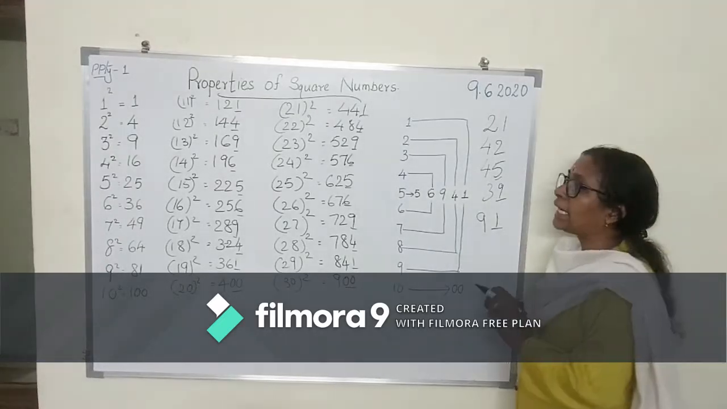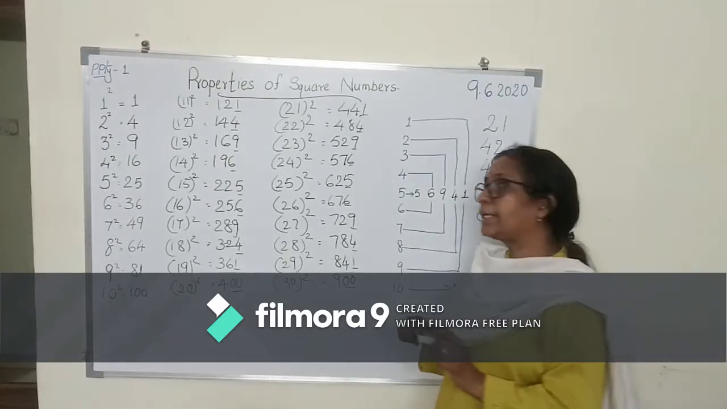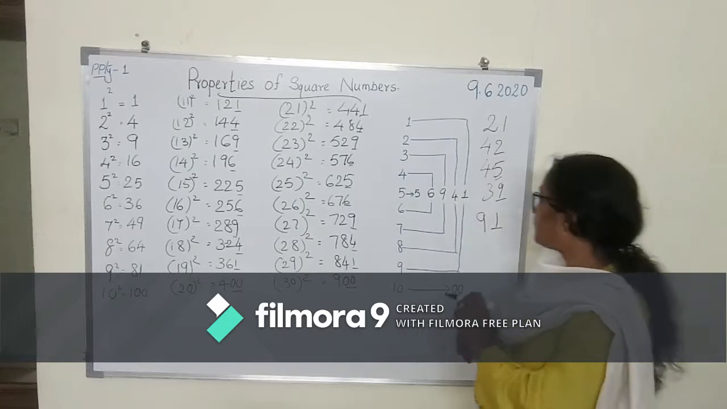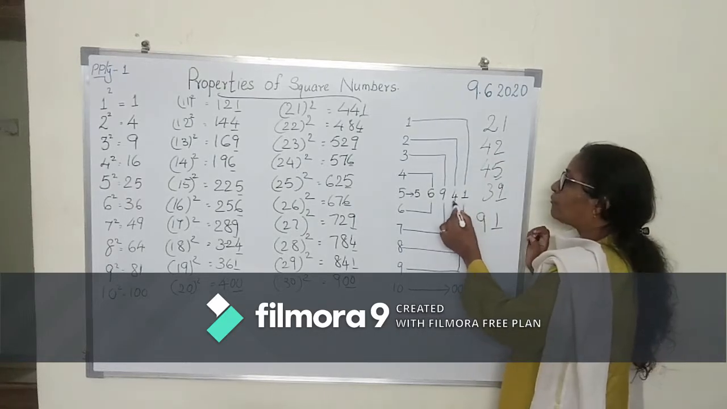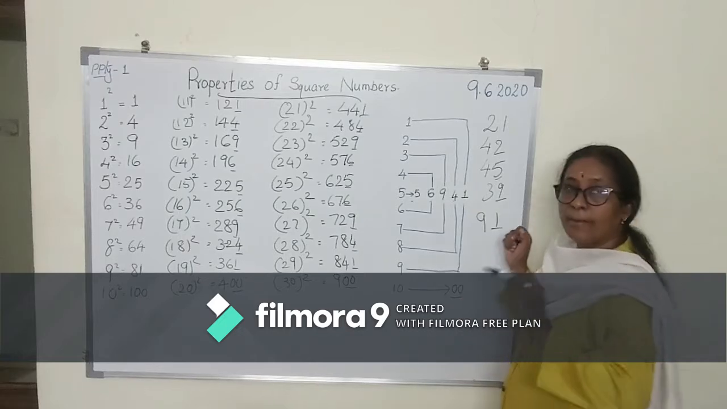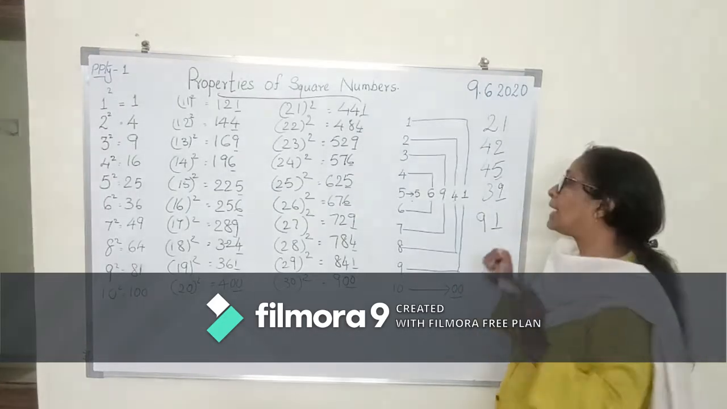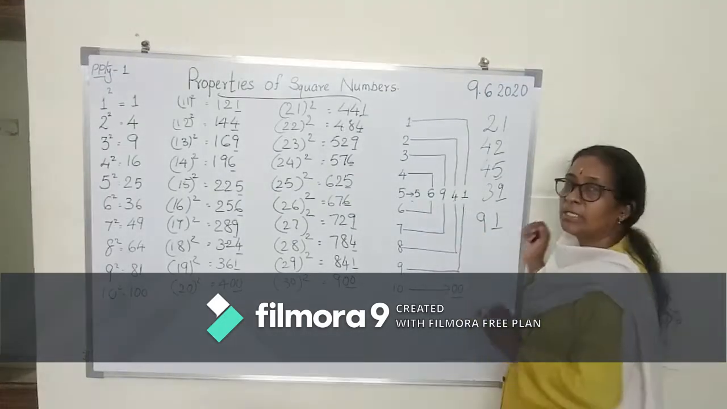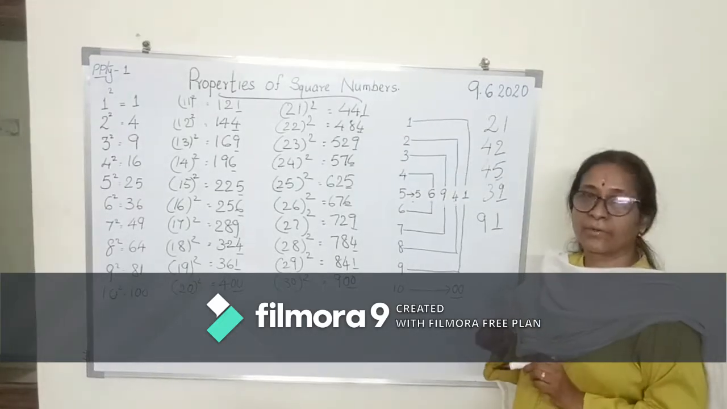So the property is, all the square numbers end with which numbers? 1, 4, 9, 6, 5 or double zero. But every number that ends with these numbers is not a square number. Okay.